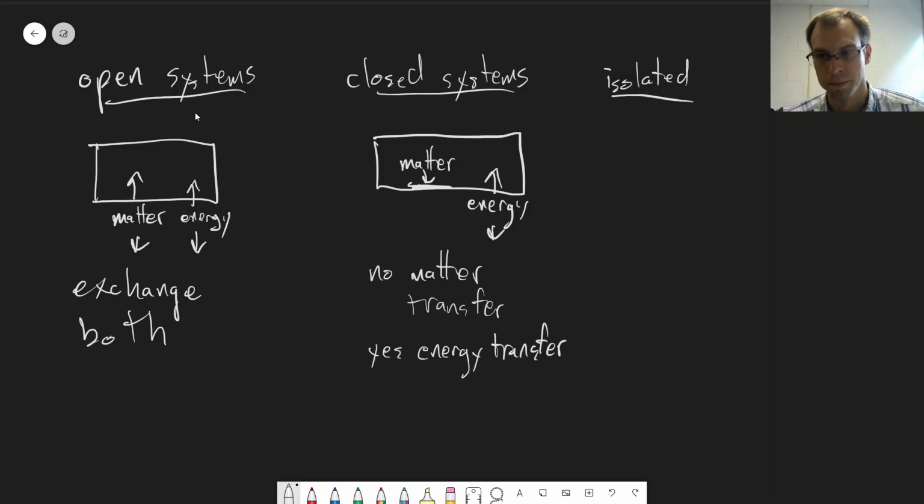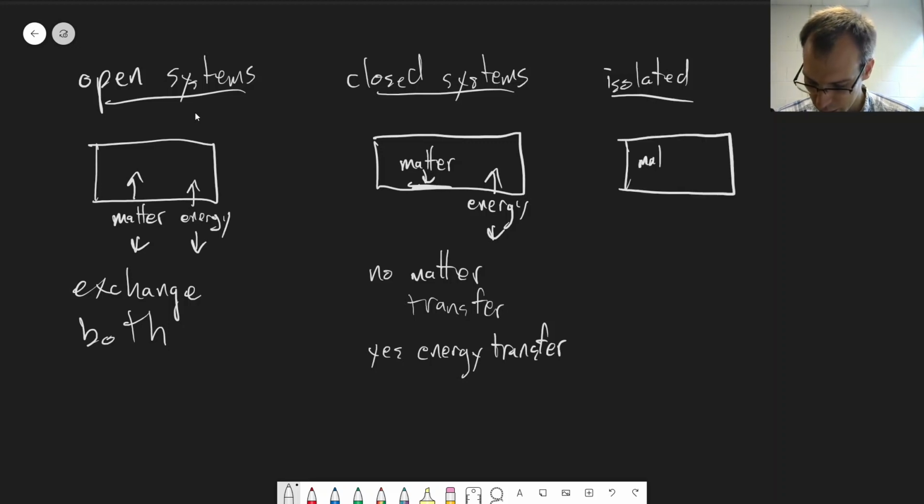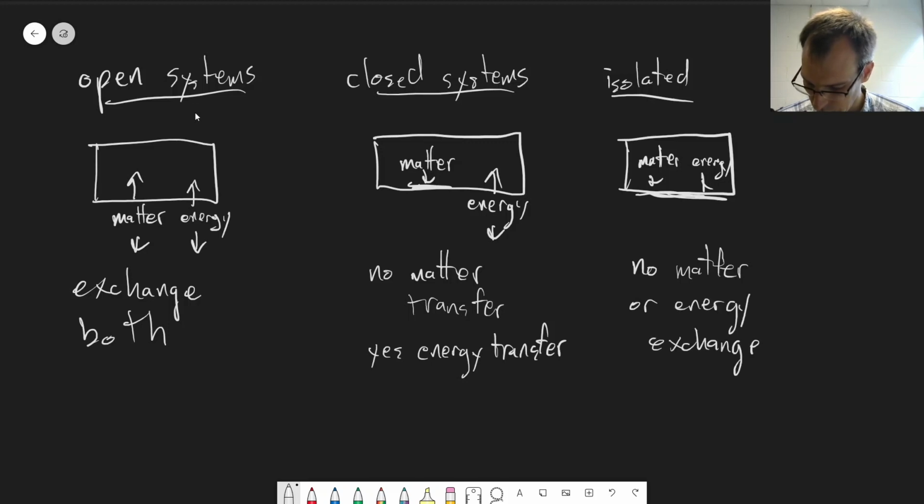All right, so this would be something like if we had our flask, but we put a lid on it, right? And now things can't escape the flask anymore. But we could still heat it up, cool it down, that still would be possible. And then an isolated system is one where neither matter nor energy can leave the system. No matter or energy exchange. Now, I'd like you to pause the video here and think about what are examples of each of these kinds of systems. I've given a couple.